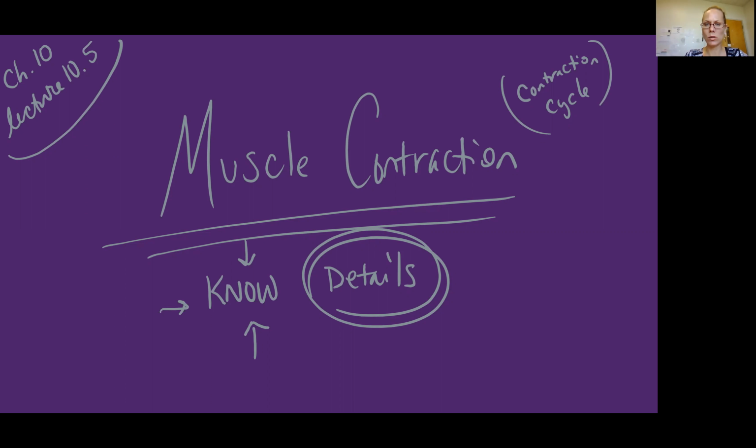Our job here is to look at what happens after that signal jumps from the neuron to the muscle fiber. How do we actually get muscle contraction to occur? So we're looking at what we can call the contraction cycle. Now, make sure as you're studying these processes that you know the details, every single detail. Go as specific and exact as you can in your memorization practice.